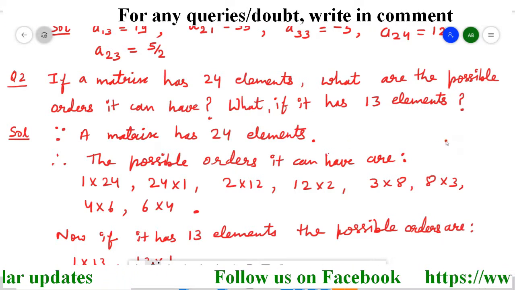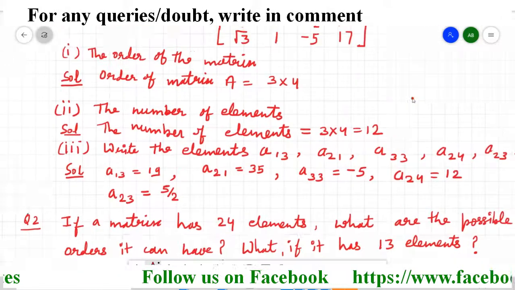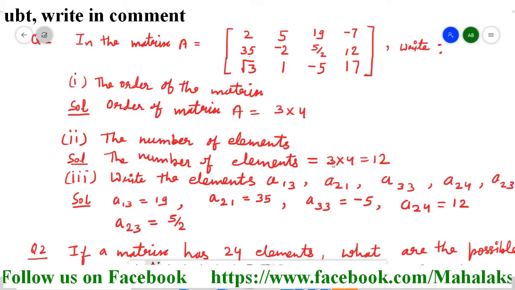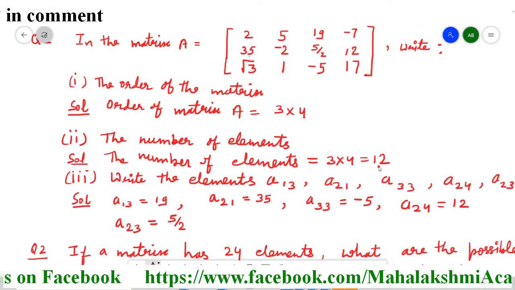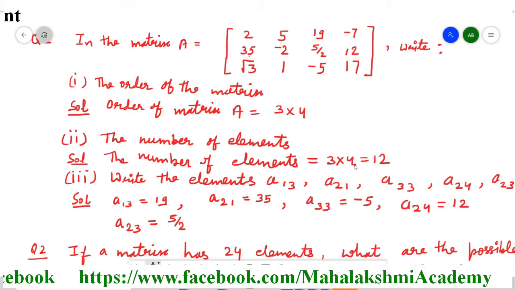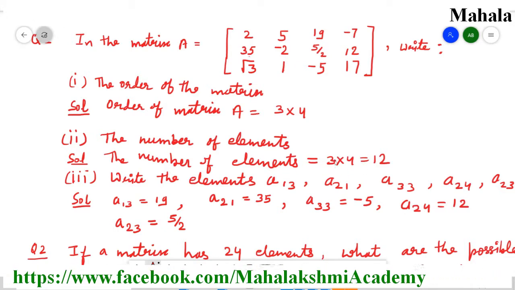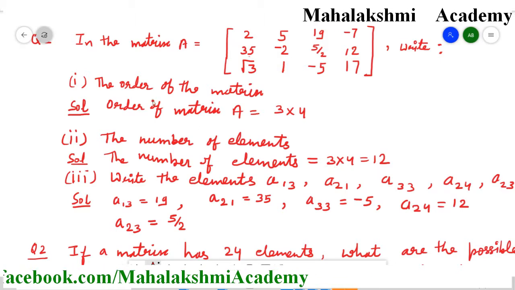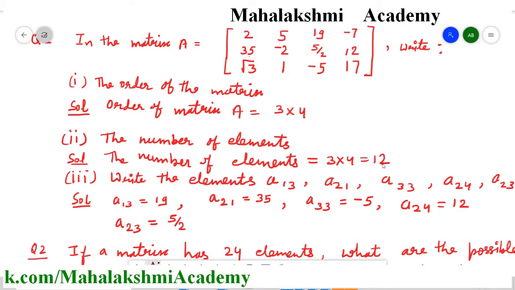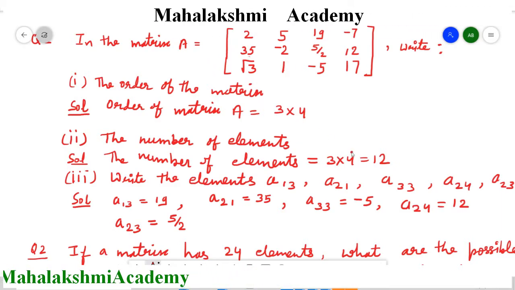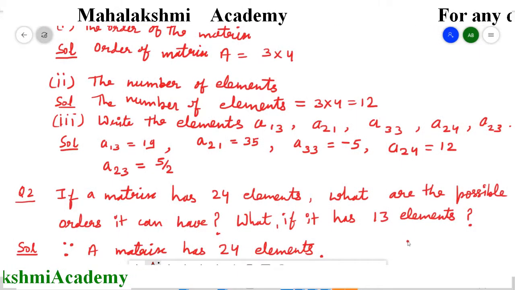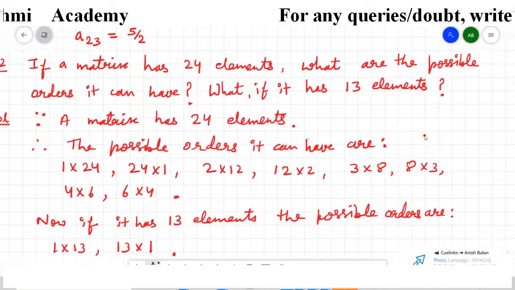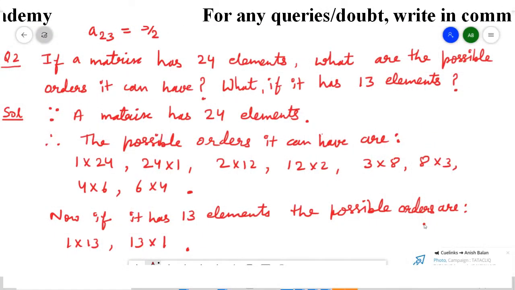So students, just see here. The order of a matrix is 3 by 4, so the number of elements is 3 times 4, 12. So the conclusion is, the number of elements is obtained by the product of the number of rows and the number of columns. So if we multiply the order of a matrix, it should give us the number of elements. This concept we have to use here. So here we have 24.